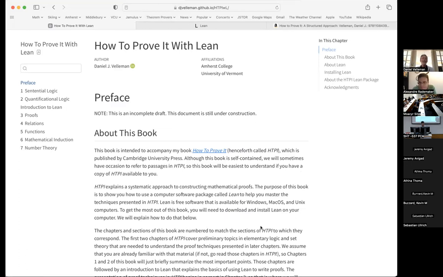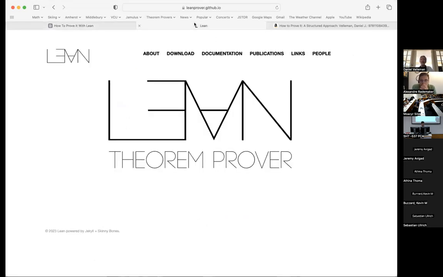Sorry. Okay. So the title of this project is How to Prove It with Lean. And I guess Alexander already explained some of what that means, but let me just say a few things about it. There are two parts of the title that need to be explained, How to Prove It and Lean. So I'll start with Lean. Lean is a piece of software, and here's the website for it.